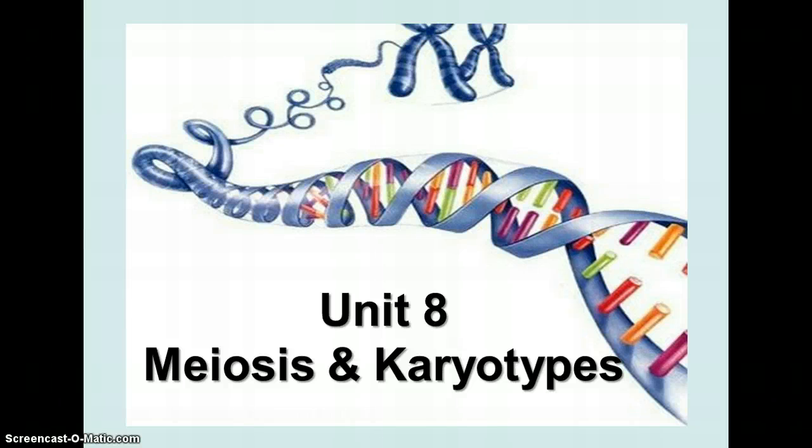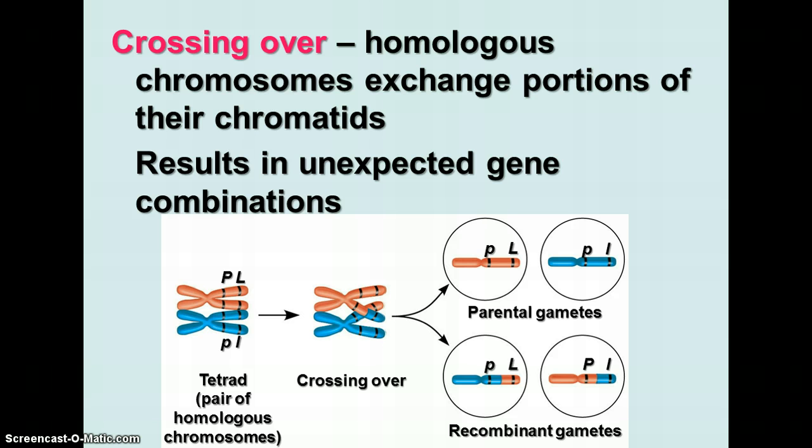This is the third and final set of notes on Unit 8 about meiosis and karyotypes. Today's topic is crossing over and karyotypes. Crossing over is when homologous chromosomes exchange portions of their chromatids. This can happen in mitosis as well as meiosis. And in meiosis, it results in unexpected gene combinations.